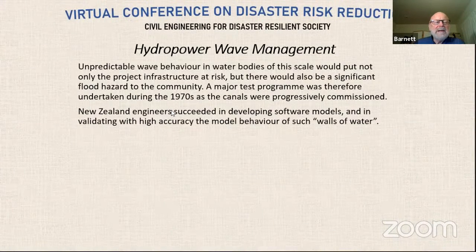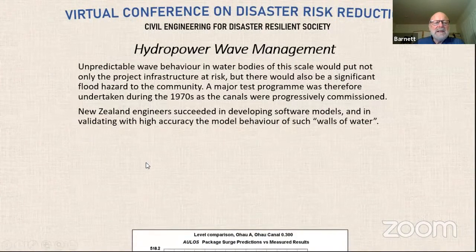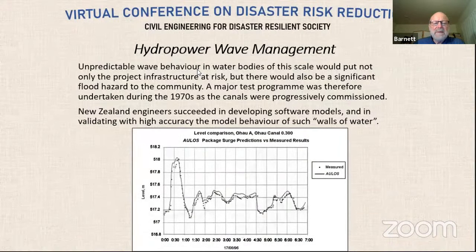So if we're going to have unpredictable wave behavior of that scale, we would not only put several $1 billion of project infrastructure at risk, but there'd also be a significant risk to the community. So we did a major test program as the canals were progressively commissioned, and we succeeded in developing software models and validating them with high accuracy.